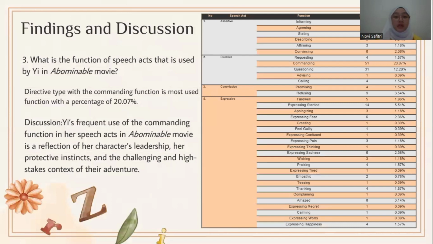So here are the findings and discussion for question number 3, what about the function of speech act that is used by Yi. There are a lot of functions that Yi produced in the Abominable movie, but the directive type with commanding function is the most used function with a percentage of 20.7%. The frequent use of the commanding function in her speech acts in the Abominable movie is a reflection of her character's leadership, her protective instinct, and the challenging and high stakes context of their adventures.